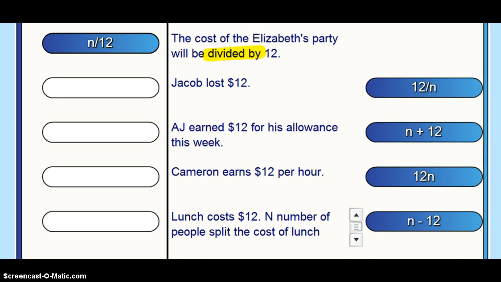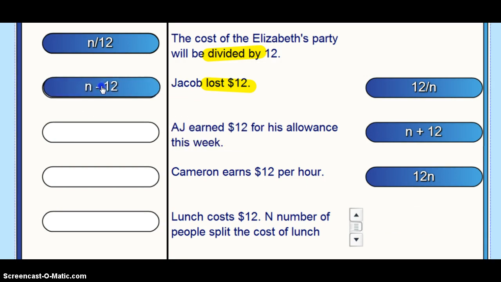Let's look at the next example. It says Jacob lost $12. If you lose money, hopefully you understand that that means your money's going away, which in mathematical terms means that we are subtracting. So he started with n amount of money. We don't know what amount of money he started with, but they're going to be subtracting $12 from that because he lost it.